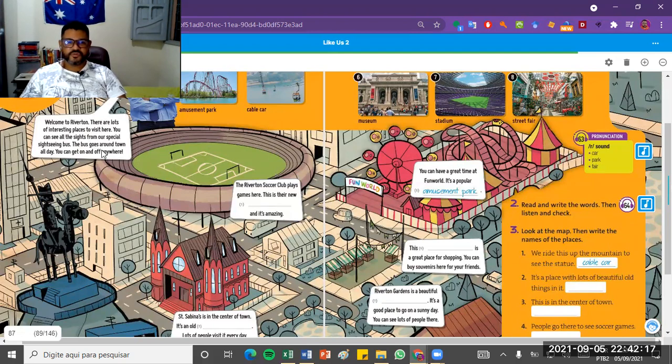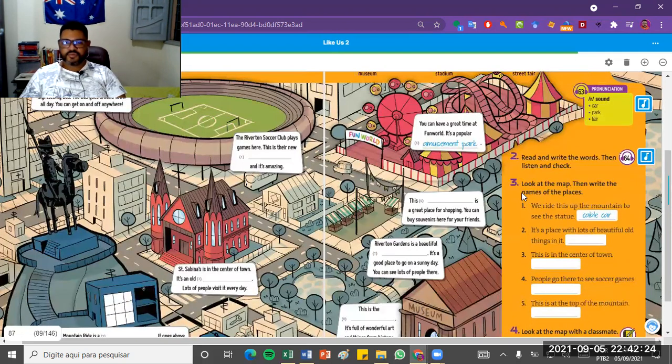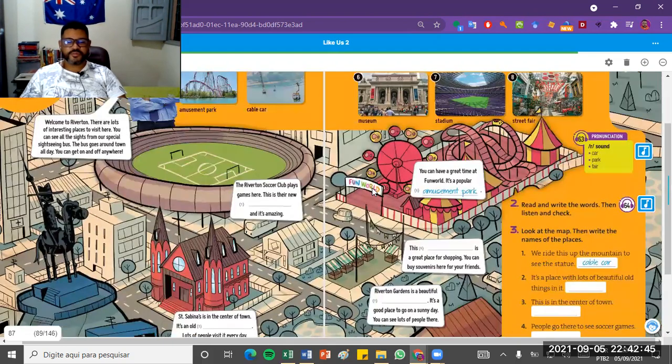So try to fill those texts and try to answer also activity number 3, all right? Look at the map, then write the names of the places, in here on sentence 2, 3, 4, and 5. After this time that I'll give you guys, I will come back to correct the activity. Então, depois desse tempinho que eu der para vocês, eu volto para a gente corrigir juntos, ok? Volto já já.